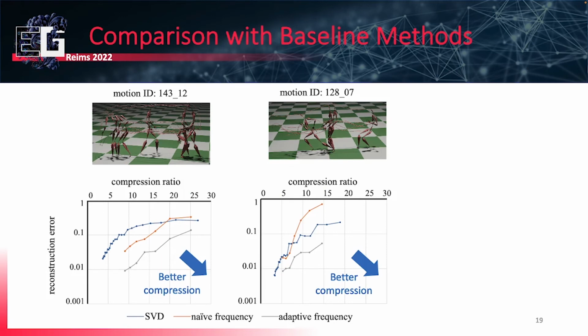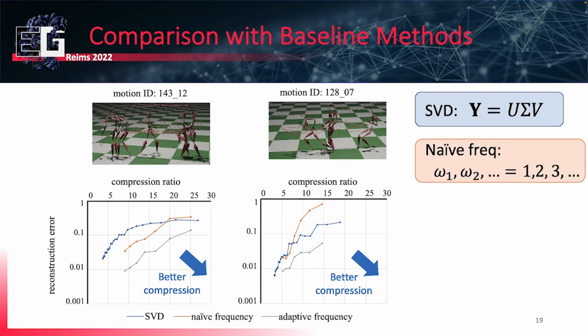Next, our method is compared to two baseline approaches, one based on SVD or singular value decomposition, and a variant of our method using naive choice of frequencies. SVD is basically a low-rank approximation of the animation matrix Y, and the naive choice means that the frequencies are consecutive integers, 1, 2, 3, and so on.